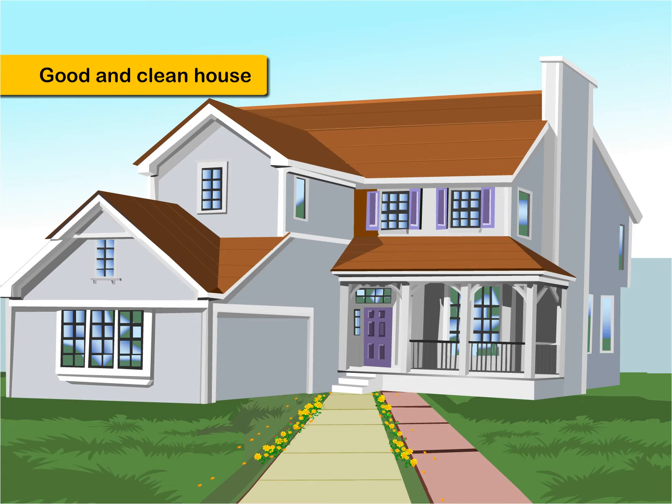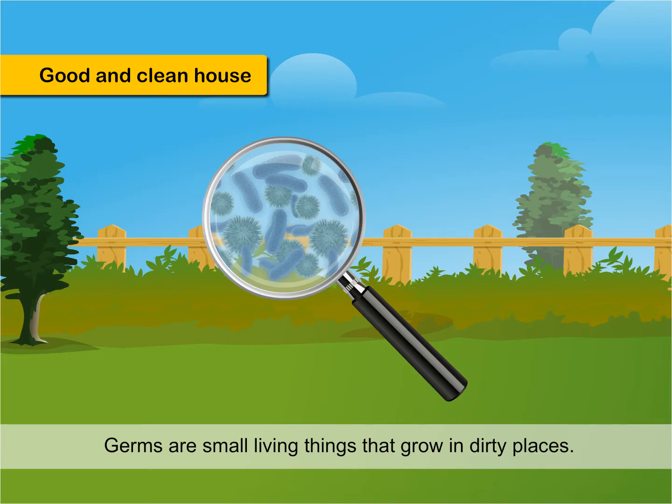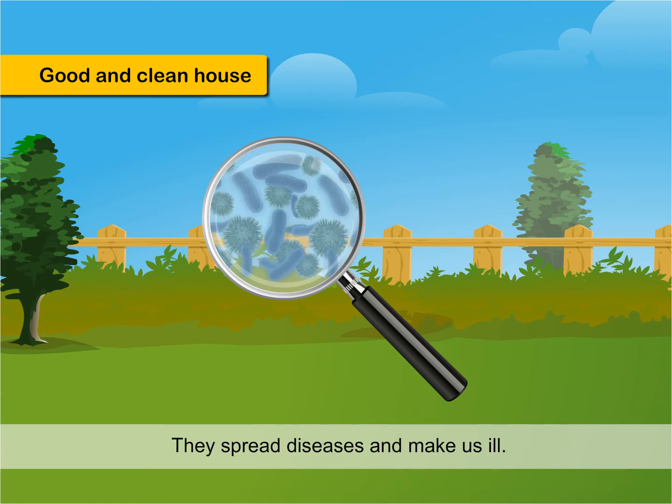Good and clean house. We should keep our house clean. A house should be free from germs. Germs are small living things that grow in dirty places. They spread diseases and make us ill. We should take the following steps to make our house good.